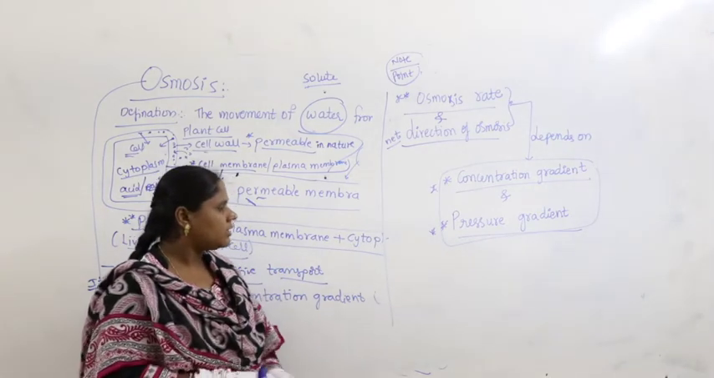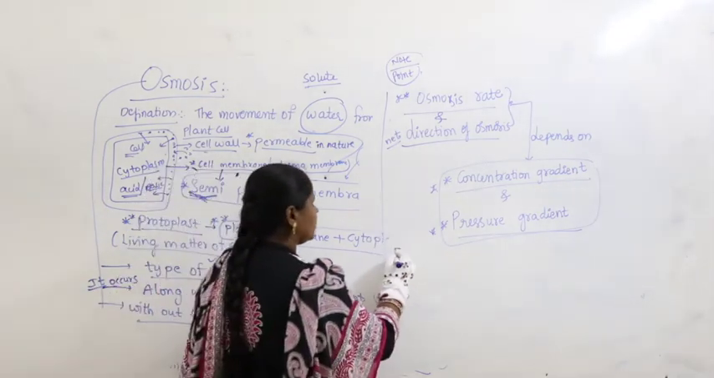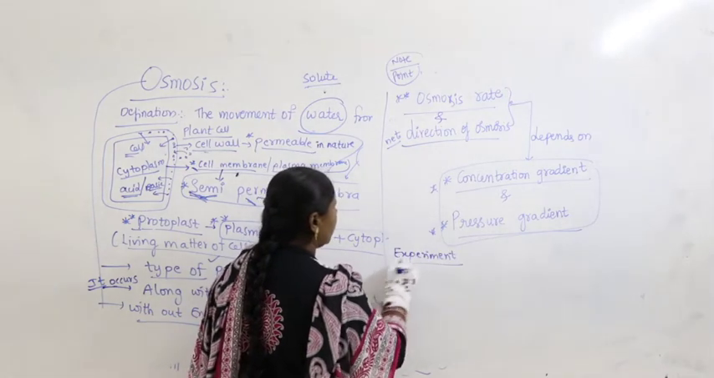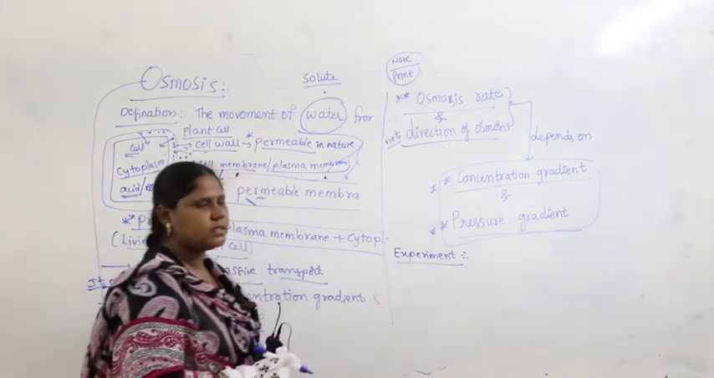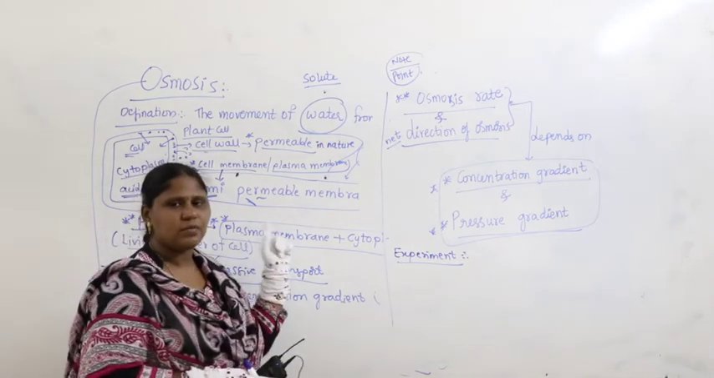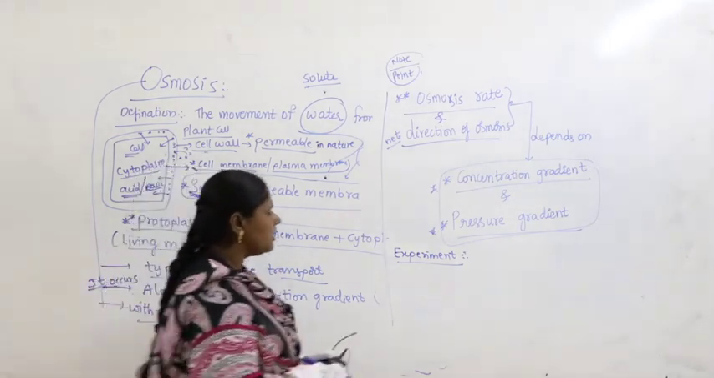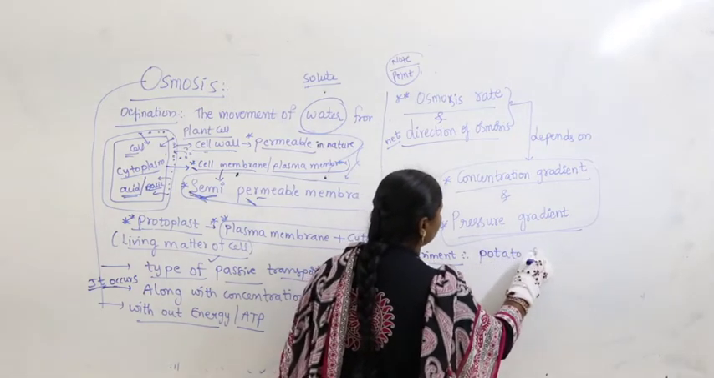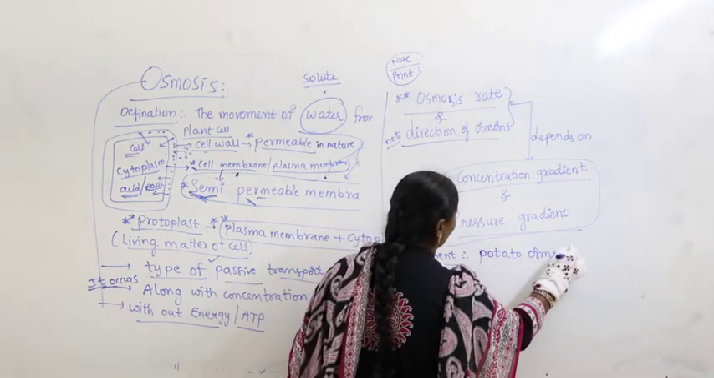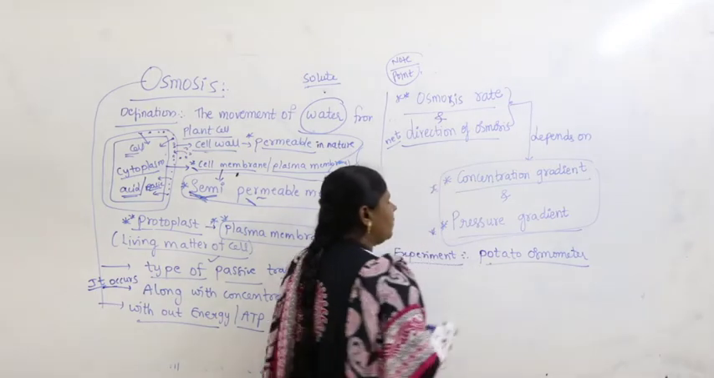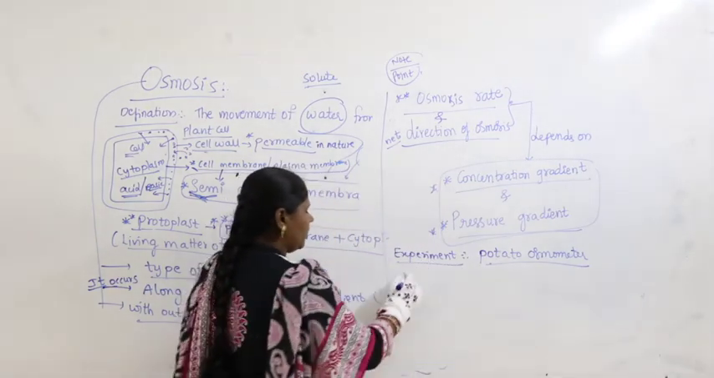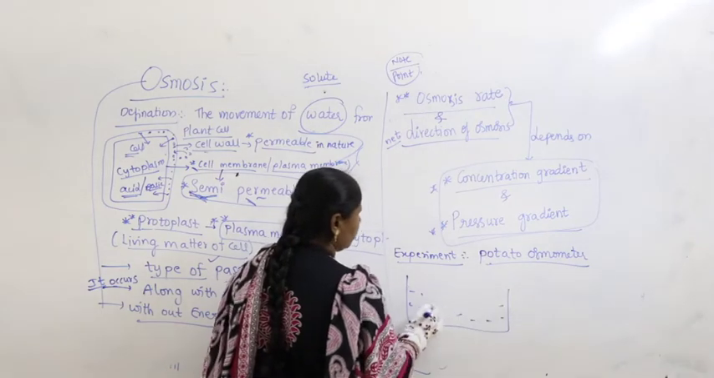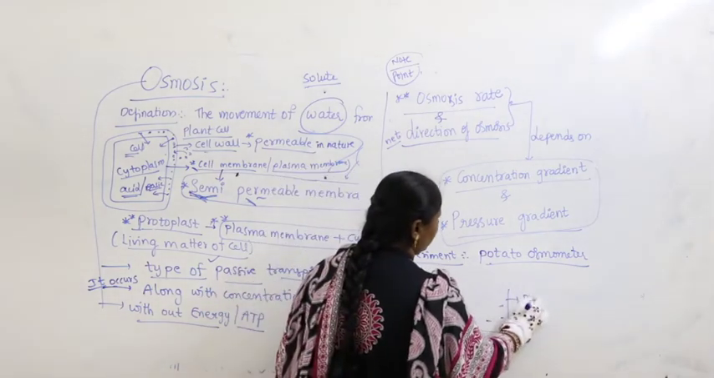Now if you look at it experimentally, osmosis is studied with the help of an experiment in lower classes. You might have discussed this experiment. You people know the definition of osmosis. So here we take a simple experiment, the potato osmometer. What do we do here? Simply you take a beaker containing water.